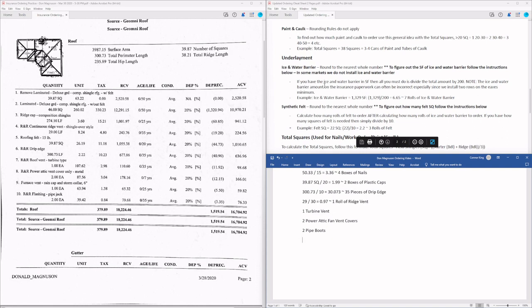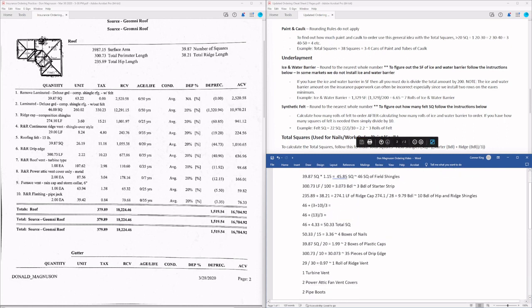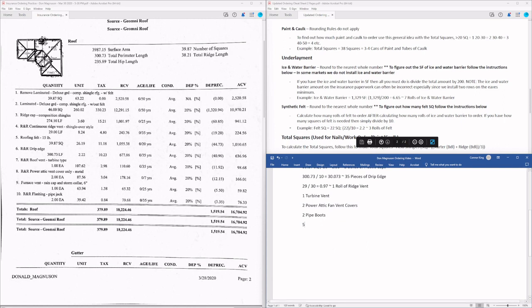Now with paint and caulk, we're going to take our total squares and roughly use the idea of if it's less than 20, we order 1 can of paint and 1 tube of caulk, 20 to 32, 30 to 43, 40 to 54, etc. So we have 50.33 total squares. So we're going to order 5 cans of paint and tubes of caulk on this one.